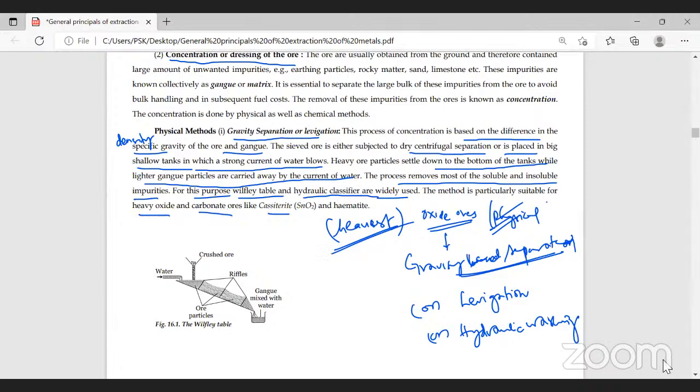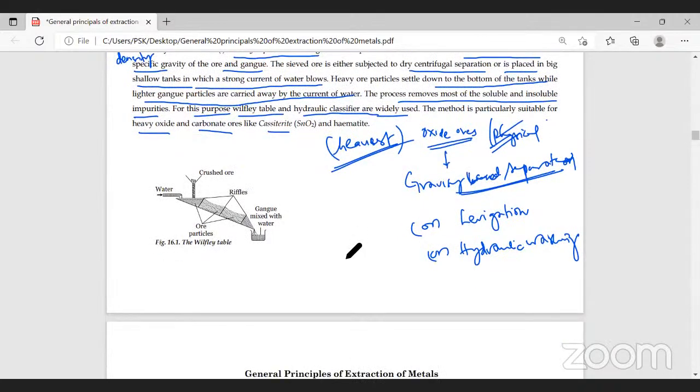So generally it is applicable for oxide ores. Now, if you keep a sloping hearth like this, it is called sloping hearth. S-L-O-P-I-N-G, sloping hearth, H-E-A-R-T-H. Now you keep a finely powdered ore here, and you flush it with water. You pass water. What happens?